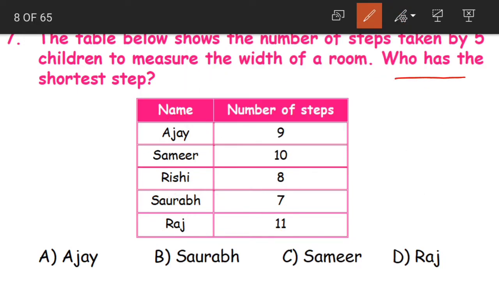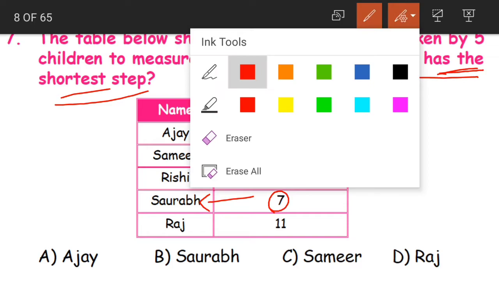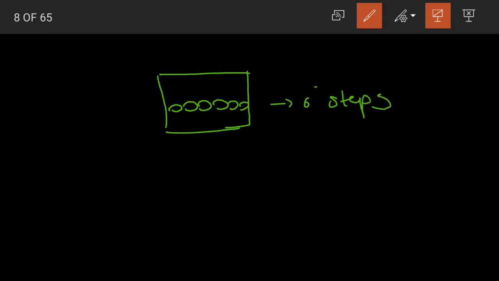Now from these, who has the shortest step? Remember children, the question is not who has taken the smallest number of steps. If it was the smallest number of steps, it would be 7, taken by Saurabh. But that is not the question. The question is: who has the shortest step? Suppose this is the room. If you have a short step like this, 1 2 3 4 5 6, you would need 6 steps to cover the width of the room.